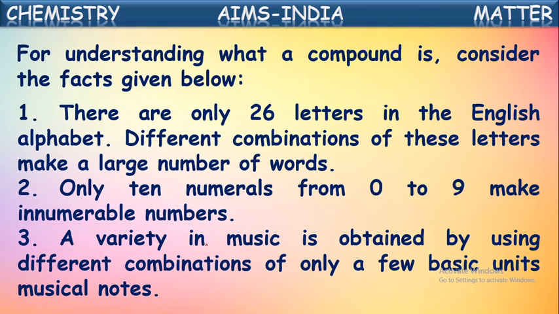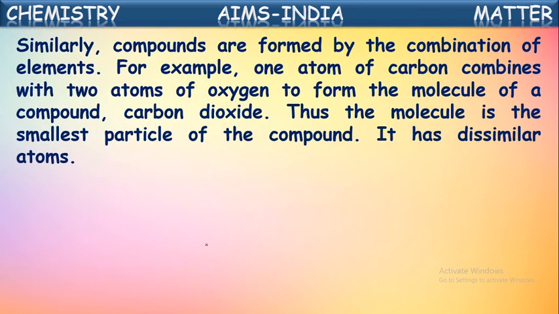In a similar way, compounds are formed by the combination of elements. There are only around 118 elements known so far. Only these 118 elements are responsible for the uncountable compounds in nature. For example, one atom of carbon combines with two atoms of oxygen to form a molecule of the compound carbon dioxide. Isn't it? The molecular formula of carbon dioxide is CO2. So a carbon dioxide molecule is formed from one atom of carbon and two atoms of oxygen.